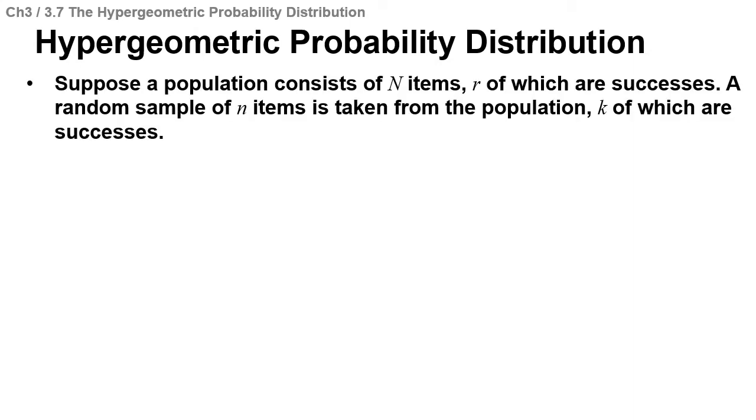Section 3.7 is about hypergeometric probability distribution. And the situation is like this. Suppose a population consists of N items, r of which are successes. A random sample of n items is taken from the population, k of which are success.